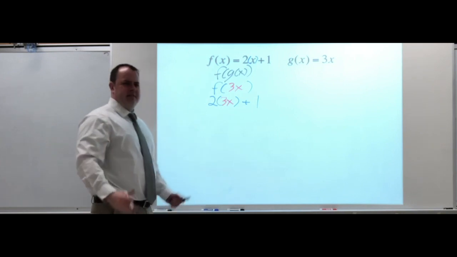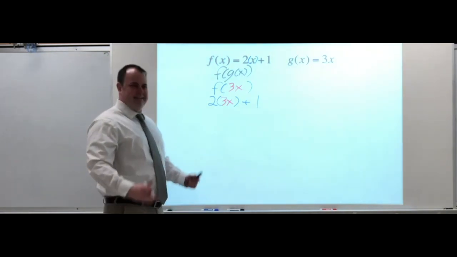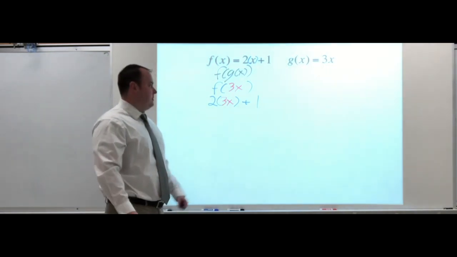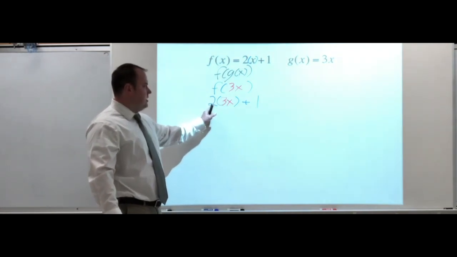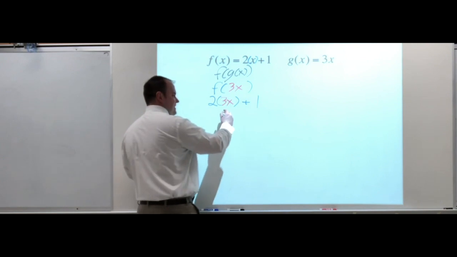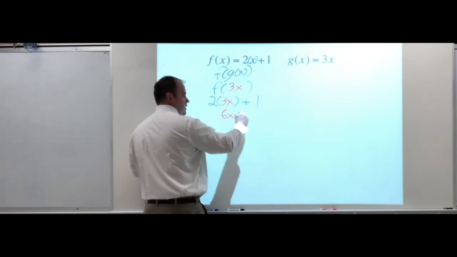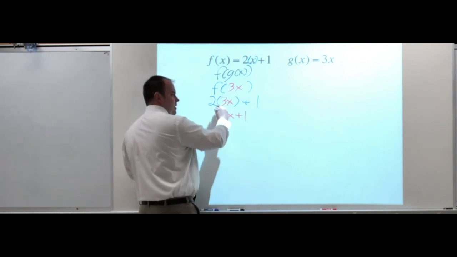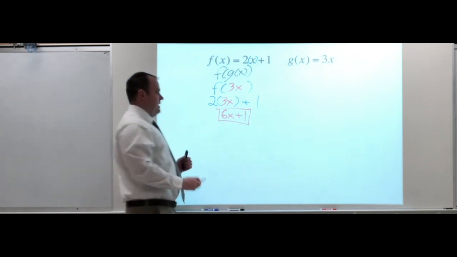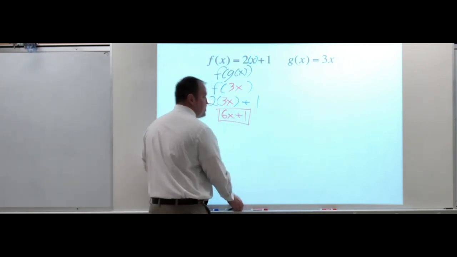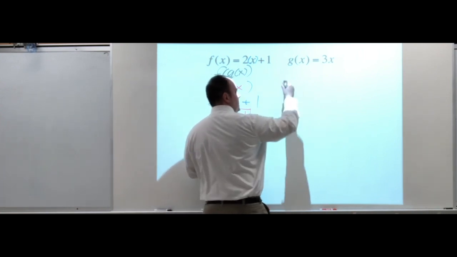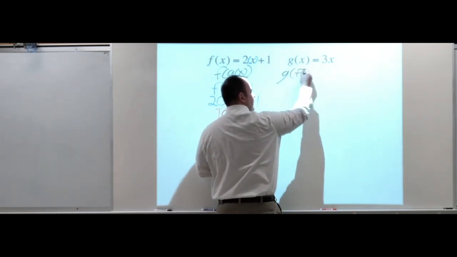Now this way you have to take your time, simplify, and sometimes there's not much work to do, sometimes there's a lot of work. Here, it's 2 times 3x, that's a single term, so 2 times 3x is 6x. Just bring down the plus 1. And there's the simplified form. Going the other way, we have g of f of x.